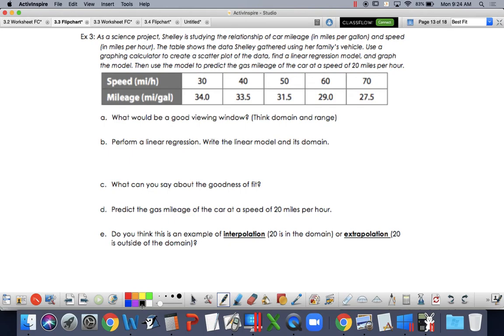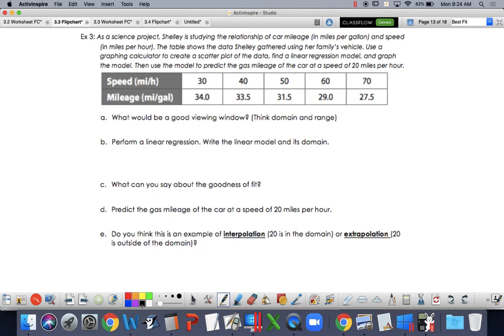So we all have probably driven a car or at some point practiced it, right? Cars get better gas mileage at certain speeds. And it's different for different brands and for different car types. And so Shelley collected this data. Not a great statistician. She only collected 5 data points. But hey, it's good for us, all right?